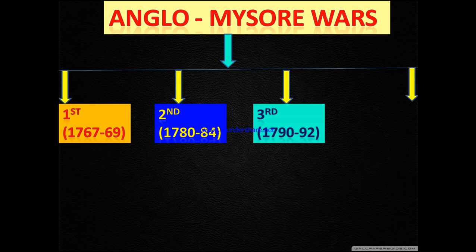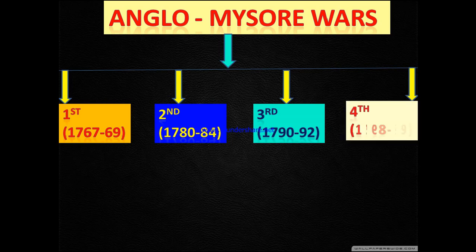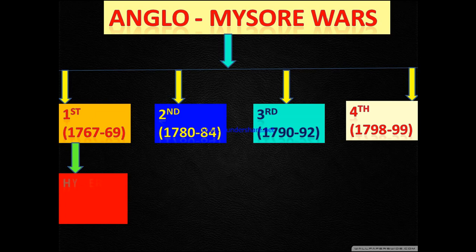And at last, the fourth Anglo-Mysore War happened between the East India Company and Tipu Sultan, from 1798 to 1799. So Tipu Sultan was killed by the East India Company. Thus the entire Mysore kingdom came under the control of the East India Company. Thus, they occupied it and started their independent administration in India.